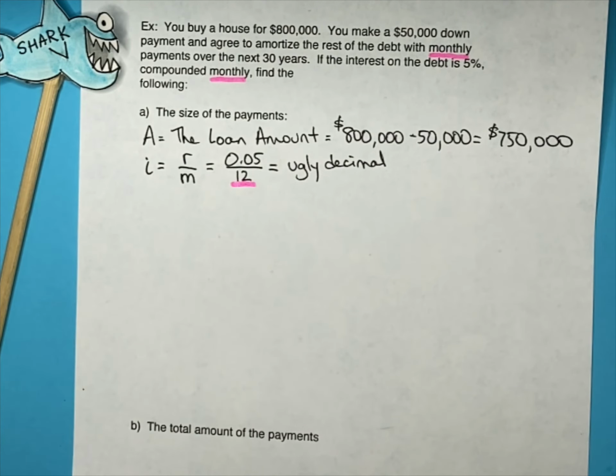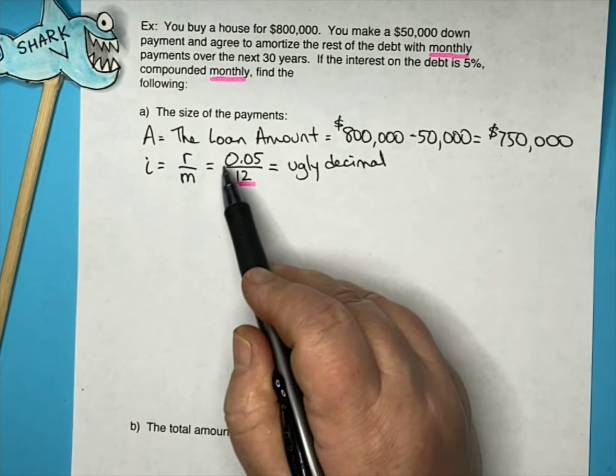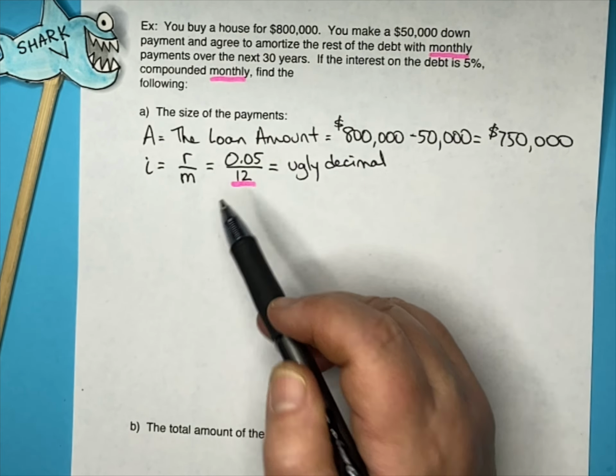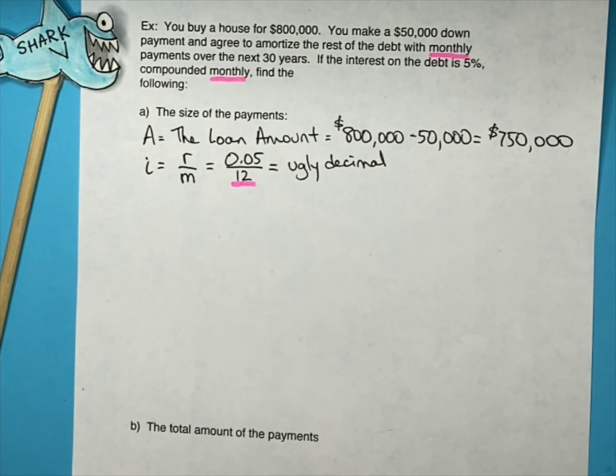It's not a good idea to round. If you round your I, all of your numbers will be off. So we need to make sure that whenever we need to use I, we use its full expression like this. Do not use an approximation.